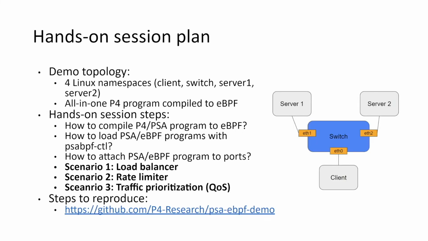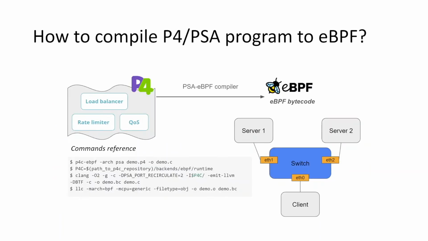In the hands-on session, we would like to show you three scenarios to make you familiar with the compilation process and the PSA BPFCTL tool. Our demo topology consists of four Linux network namespaces: client, switch, server 1 and server 2. All of the steps that will be presented there are published on the PSA eBPF demo GitHub repository. And these three scenarios, load balancer, rate limiter, and QoS, are implemented in the same demo.p4 program.